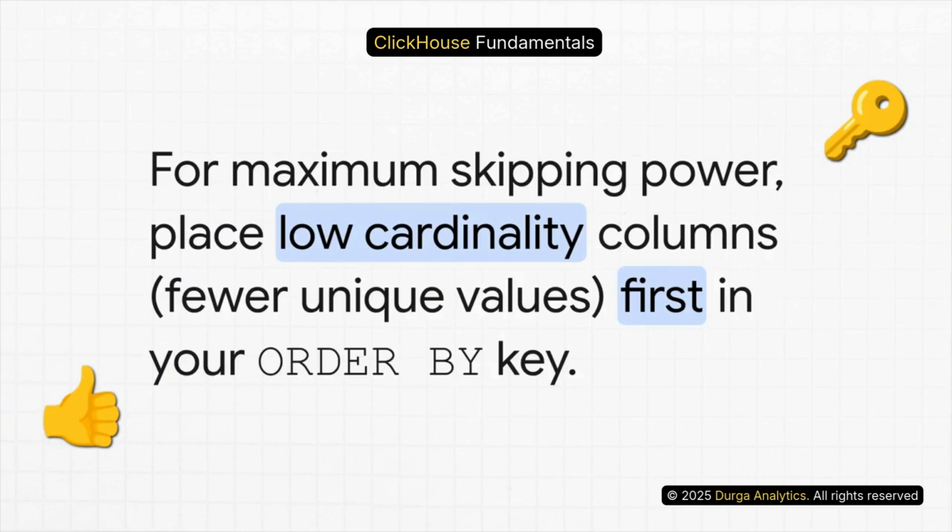And this leads us to a core design principle. When you define your table, you want to put the columns with low cardinality, the ones with fewer unique values like country, first in your order by key. Why? Because this maximizes how many huge blocks of data ClickHouse can just skip entirely.